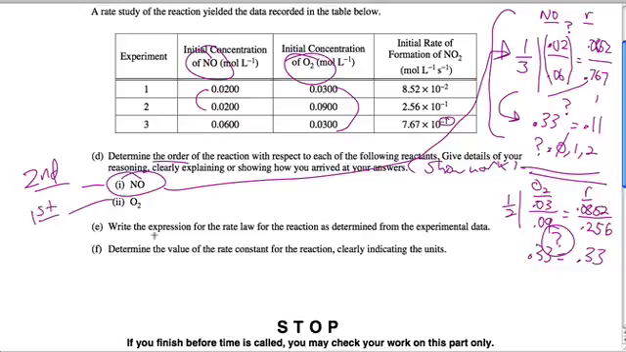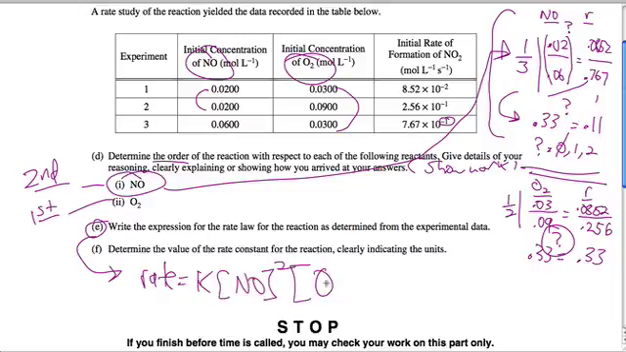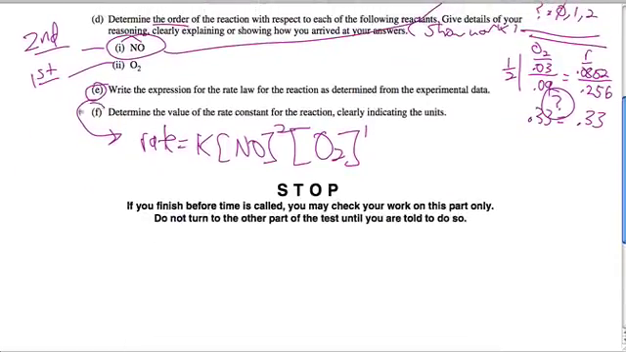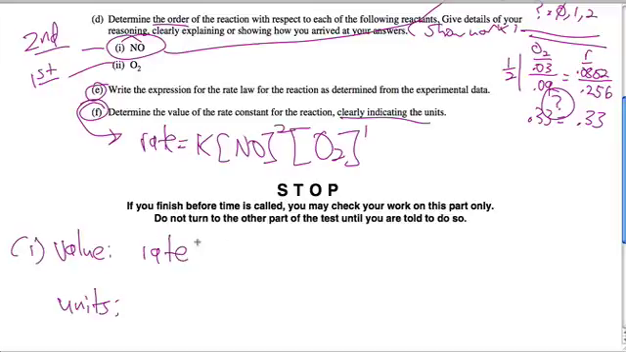Write the expression for the rate law. So I'm going to do this down here. Rate equals K NO squared O2 to the first. Nice. Determine the value of the rate constant for the reaction and clearly indicate the units. So I'm going to do value first and units second. So rate, I'm going to pick experiment 1 for the value. Rate equals K NO squared O2 to the first.